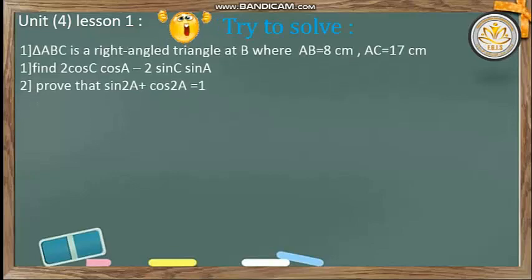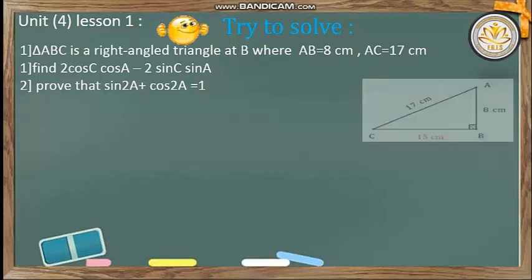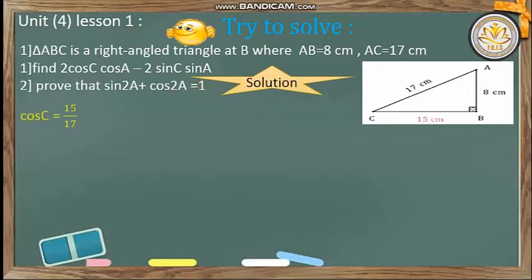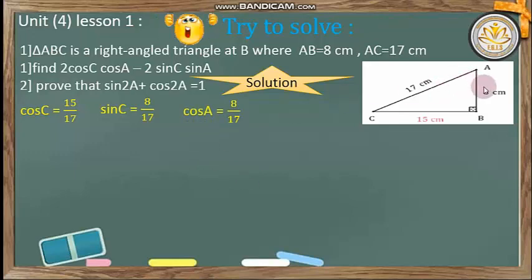Try to solve. Triangle ABC is a right angle triangle at B, where AB equals 8 cm, AC equals 17 cm. Number 1, find 2 cosine C cosine A minus 2 sine C sine A. Number 2, prove that sine power 2 A plus cosine power 2 A equals 1. Solution. Sine C equals 8 over 17. Cosine C equals 15 over 17. Cosine A equals 8 over 17. Sine A equals 15 over 17.